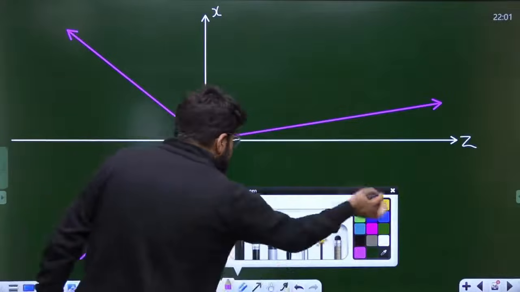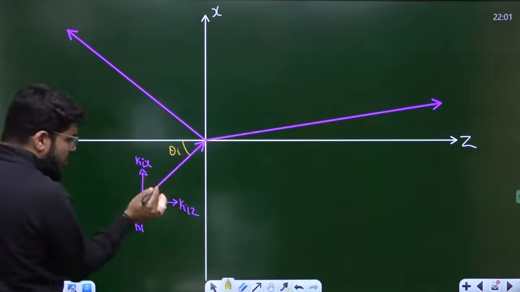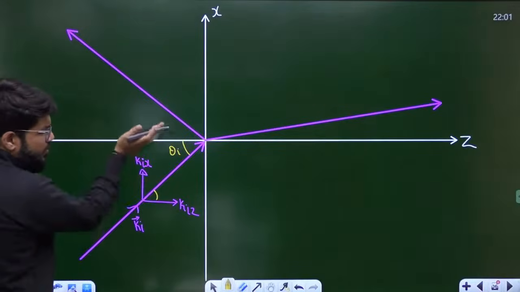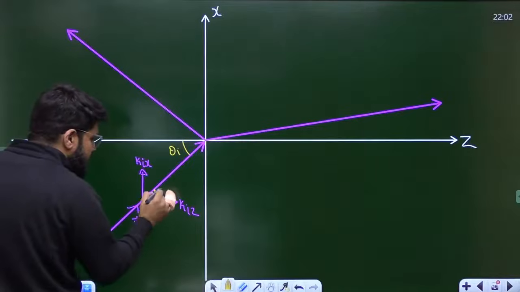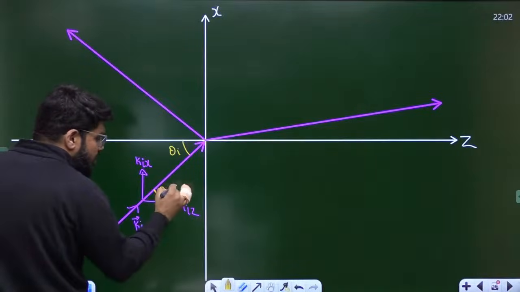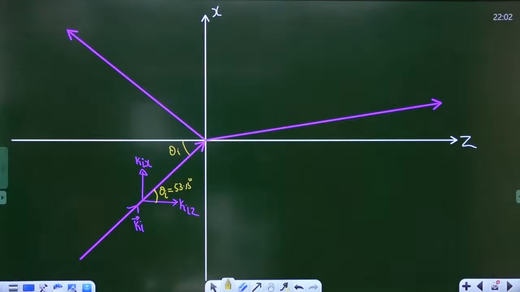So dear, how much is this angle? This angle is theta I. Okay, so this is the alternate angle. These two lines are parallel, both are towards the Z axis. According to alternate angle, this will also be theta I. Theta I bole to kitna? 53 degree.